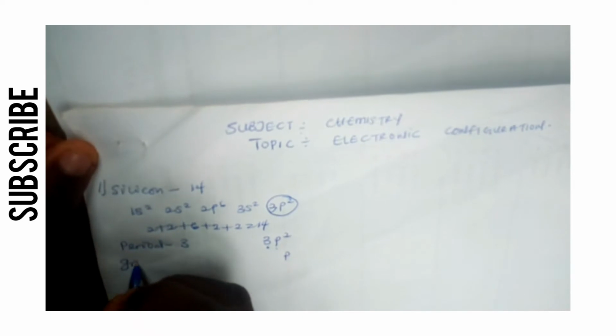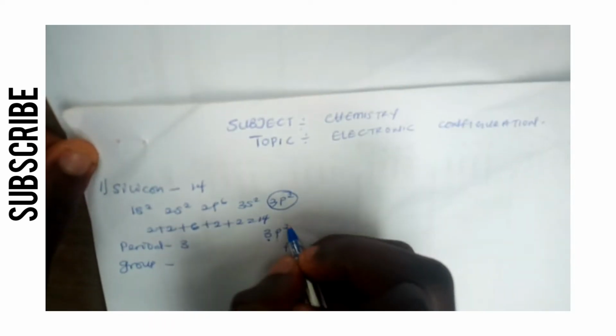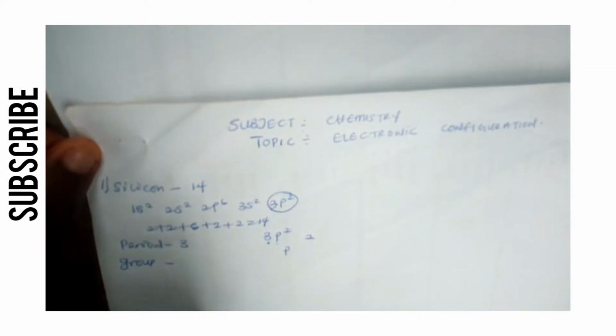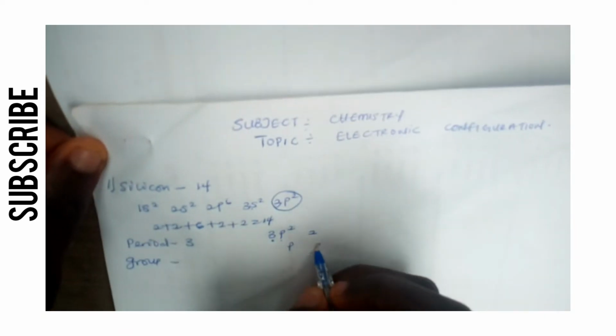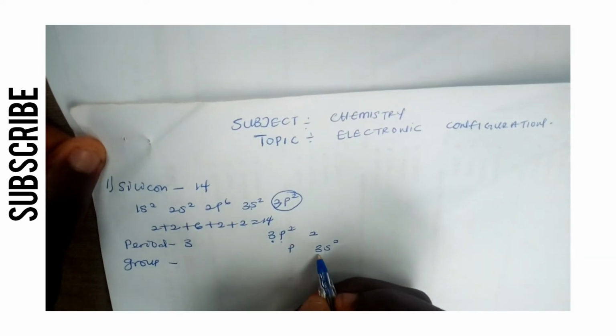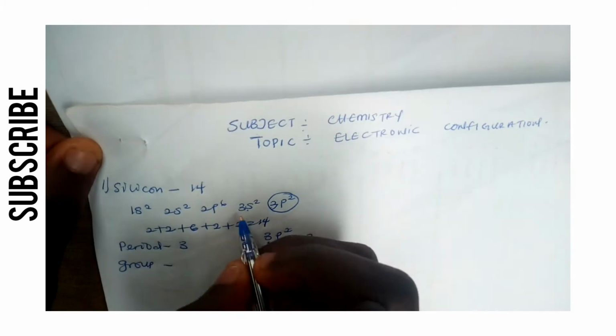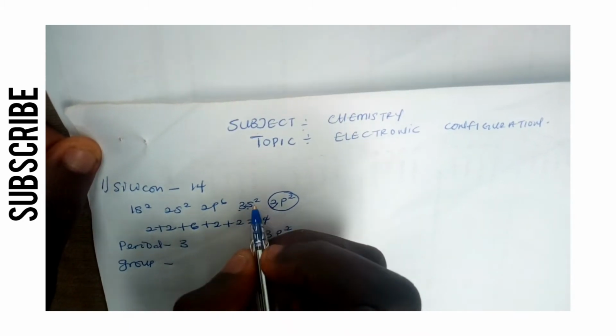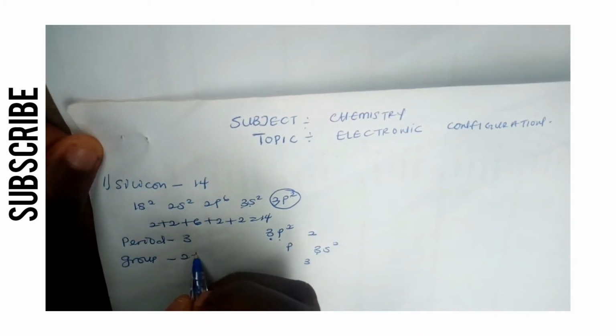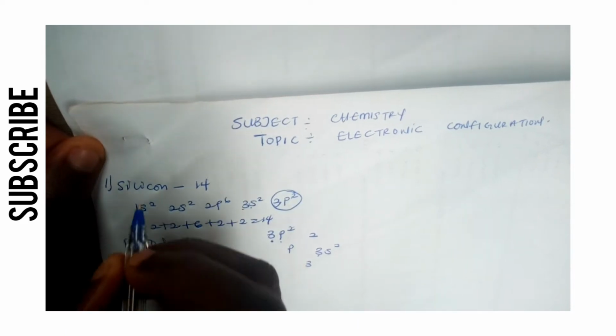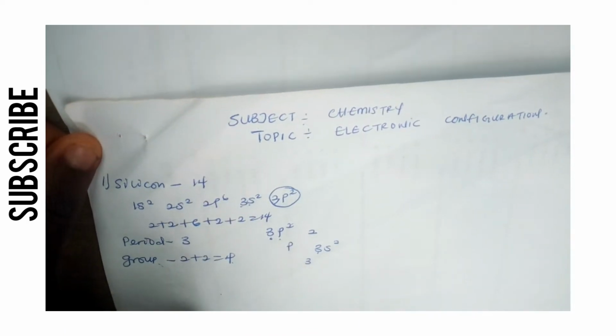To get the group, the power here is 2. But when you take a look at the preceding orbital, 3s2, the coefficient of the alphabet is also 3. 3 and 3 are the same. Therefore, you have to add the powers together. 2 plus 2 is equal to 4. Therefore, silicon belongs to group 4 in the periodic table.